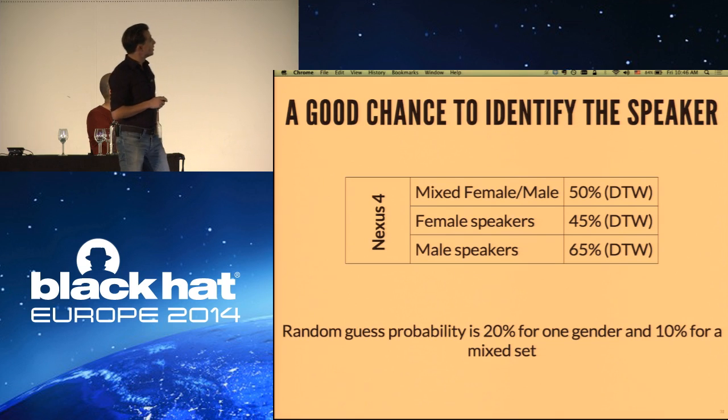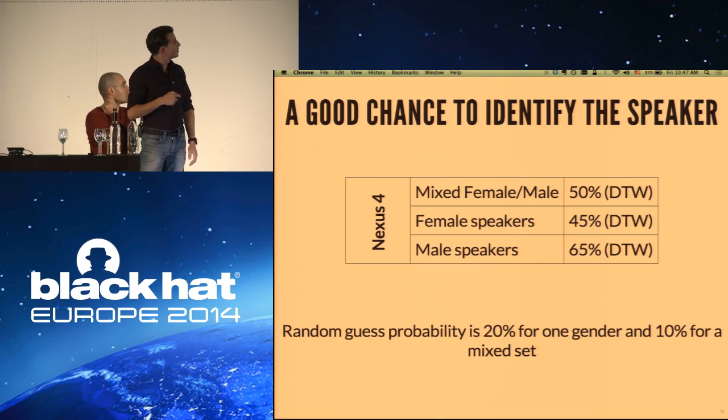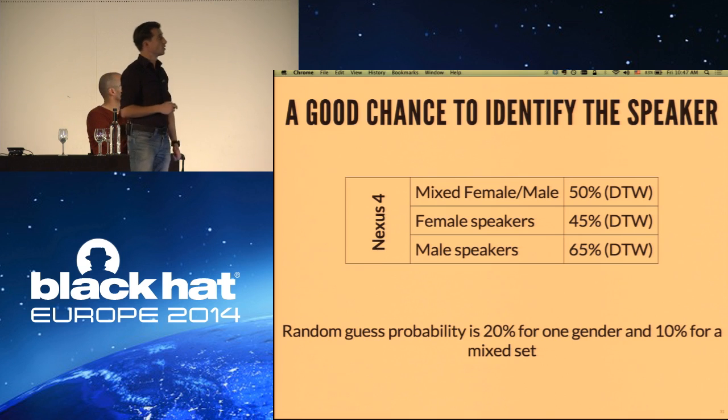So the best results here, let's first look at the random guess probability. For a single gender set, there are 5 different speakers, so the random guess would be 20%. For the mixed set, it would be 10%, since there are 10 different speakers. And the results we obtained were 50%, 45% for female, and 65% for male, using dynamic time warping. And that's for the Nexus 4. So these are the best results we've got. We can see that for the male speakers, it works somewhat better, perhaps because the frequencies are a bit lower, and the lower frequencies are sensed better by the gyroscope. That's some speculation about this result.